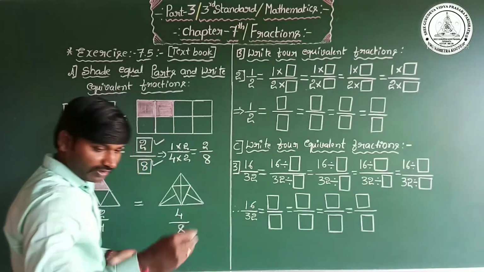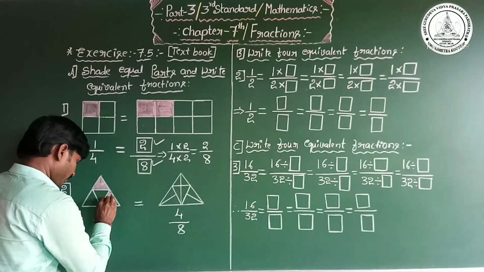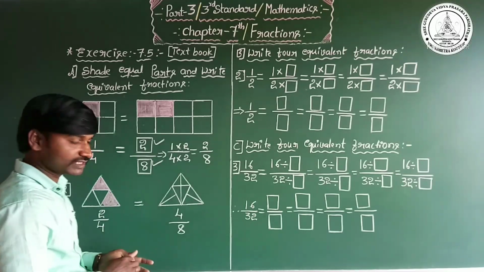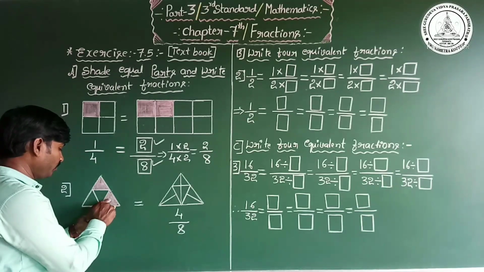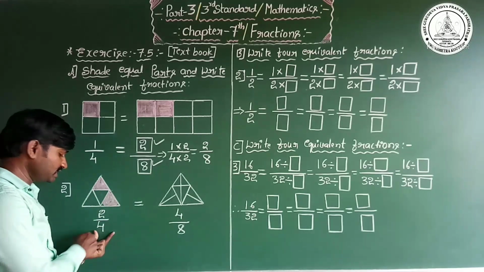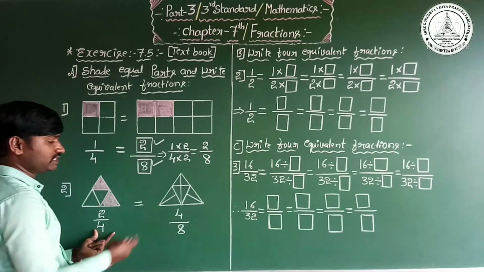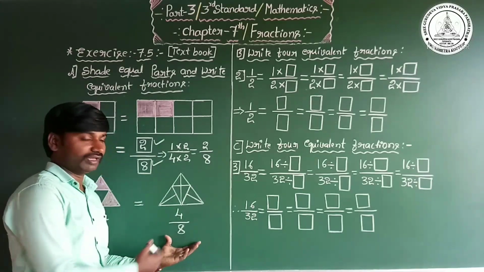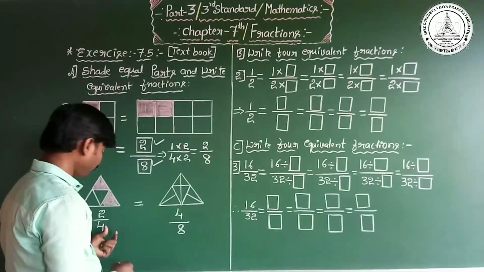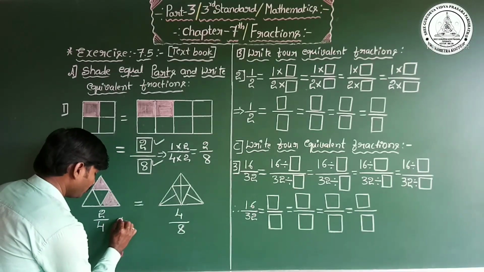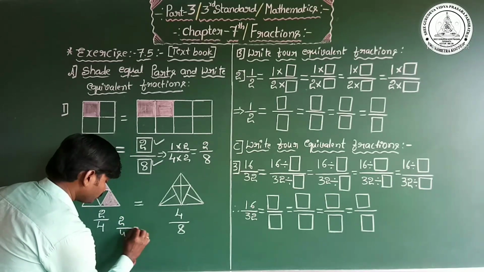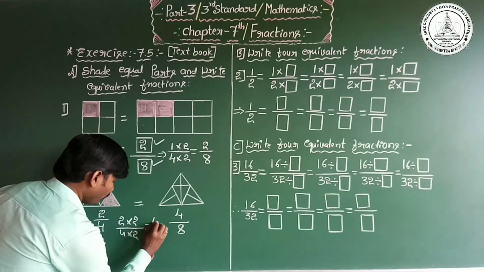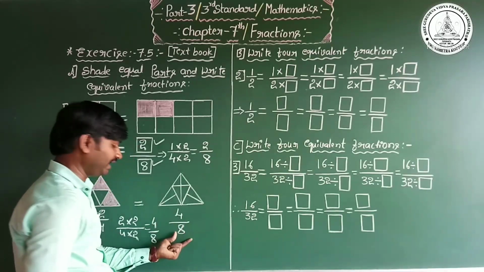The next, second one. In this figure, 2 parts are shaded. This is a triangle. Total parts: 1, 2, 3, 4. Here total parts is 4, shaded part is 2. Now you shade the equivalent fraction. You know the equivalent fraction of 2 by 4: multiply by 2. 2 times 2 is 4, 4 times 2 is 8. You get 4 by 8 as the fraction.